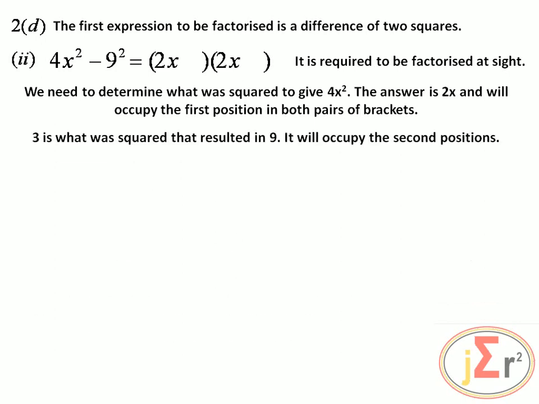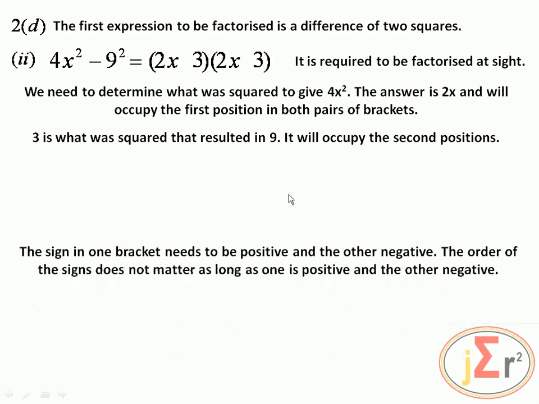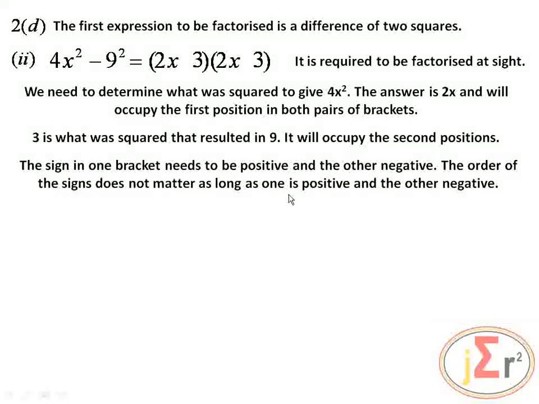Then we need to determine what was squared in order to give 9. It will occupy the second position. So what was squared to give 9? And the answer is 3. Therefore, we have 2x, 3, 2x, 3. The sign in one bracket needs to be positive and the other negative. The order of the signs does not matter as long as one is positive and the other is negative.